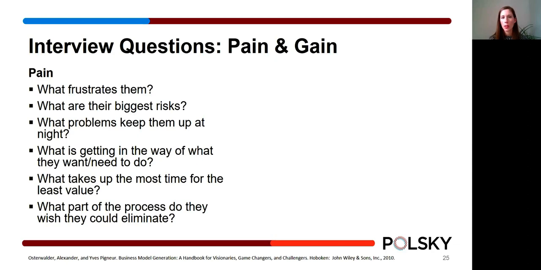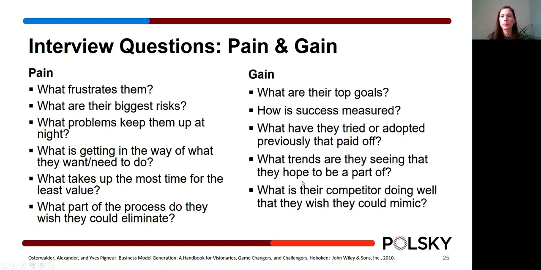And the right questions can help you understand both, do they have the problem and is it important enough that they would be willing to buy and adopt your actual solution? So really important to think about pain points. Gain points are the flip side of that. So think about more aspirational things. What are their goals that they're trying to achieve? How is success measured in their organization? What have they actually tried that they think paid off? What was it about that that made it pay off? Asking people for prior experiences or prior behaviors or stories is a good way of understanding both how they make decisions and what's important to them.